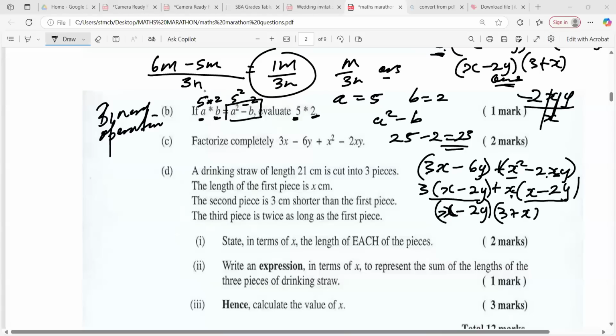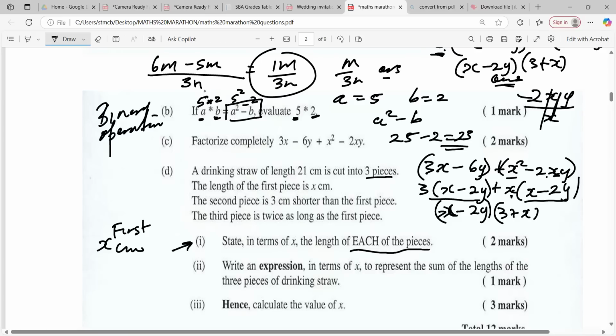All right, so it says a drinking straw of length 21 centimeters is cut into 3 pieces. The length of the first piece is x centimeters. So for part one, state in terms of x the length of each. So they wanted you to give them the expression, right? So the first piece would have been x centimeters.